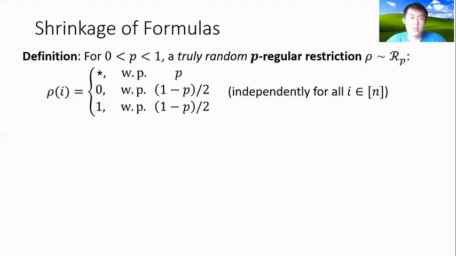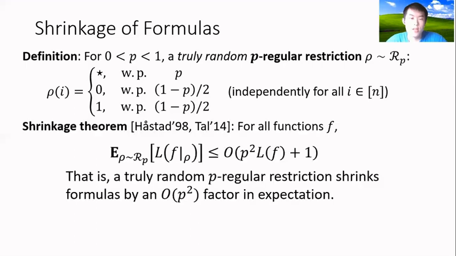Usually, we consider the expected shrinkage under random restrictions. Let's look at the definition. For a parameter p between 0 and 1, in a truly random p-regular restriction, all the input coordinates are independent. For each of the input bits, with probability p, we leave it unrestricted, and otherwise, we fix it to 0 or 1 with equal probability.